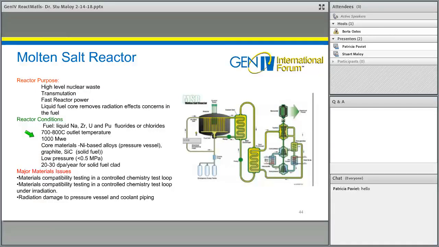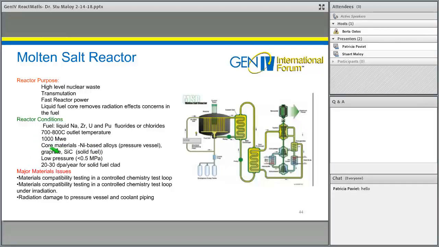And then the third concept is a molten salt reactor. In this case, there is a thermal and a fast reactor concept. The purpose is high-level nuclear waste transmutation, for one. It also would give you fast reactor power, and there are different concepts. There's a liquid fuel core, but there also is a solid core with a molten salt coolant as a concept as well. So the fuel could either be liquid sodium fluorides or chlorides. The fluoride-based fuel is the fast reactor concept. The chloride-based fuel is typically the thermal reactor concept. Temperature can be up to 700 to 800 C outlet temperature. The core materials to give it the corrosion resistance are typically nickel-based alloys.